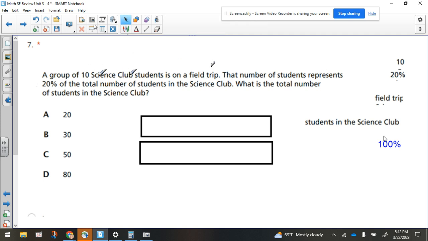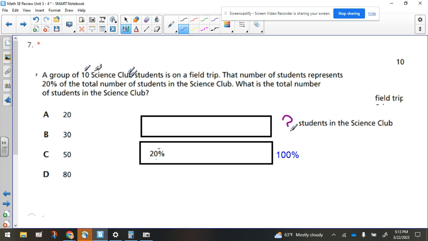Now we know that in the percent world, if we have all of something, we have 100%. And they're talking about 20%. So we have to go back and try to figure out what would be an appropriate label for that. And we know that they're looking for what is the total number of students in the science club. So students in the science club, that's what we don't know. We're trying to find that number.